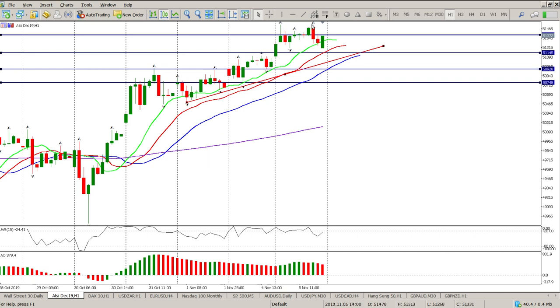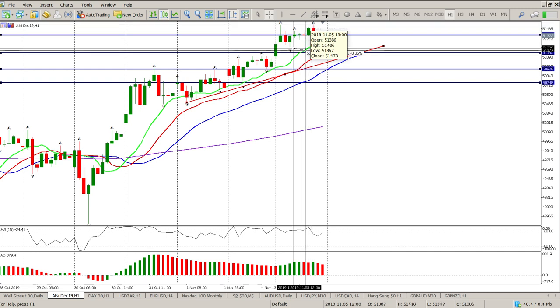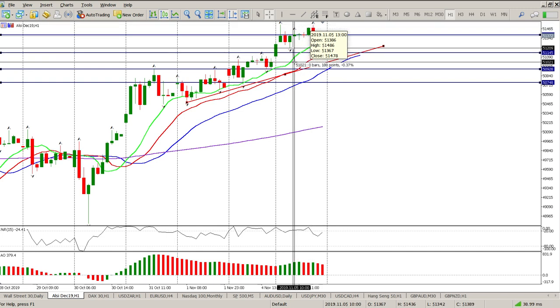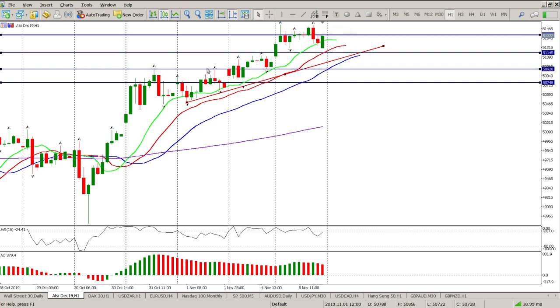You can see, I'm going to get messy here, but let's just do it. There's the neckline of the double top. It is a 312 point double top. And that takes us pretty much onto this level here, which is 50,928. So that's kind of what the structure is telling us.